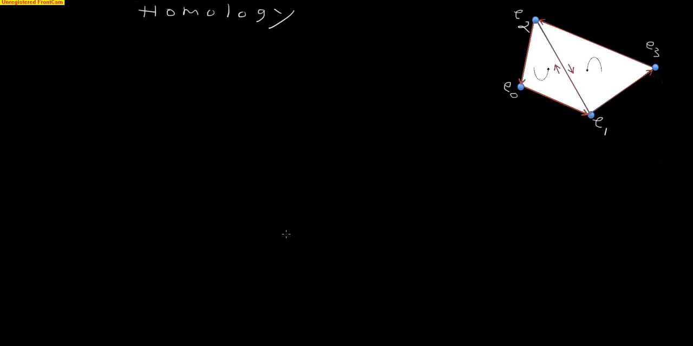Okay, so we're going to go over basic ideas of simplicial homology. The basic idea is essentially determining certain topological invariances of geometric objects by essentially filling them with triangles.